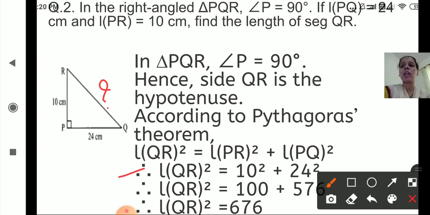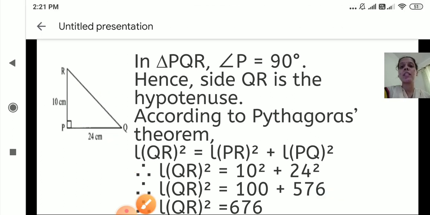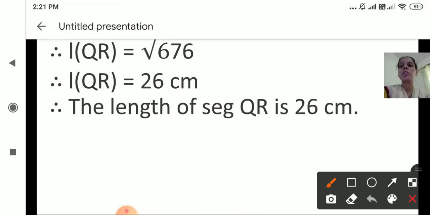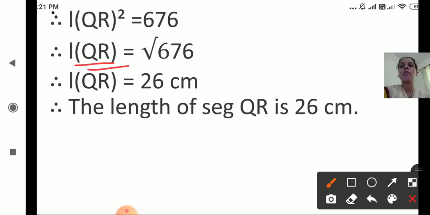Now we will put the values. QR square is equal to 10 square plus 24 square. So 10 square is 100 and 24 square is 576. Now add this. 100 plus 576 is 676. Now we got QR square is equal to 676. But we have to find out length of QR, not QR square. So what we will do? See the next step. Length of QR square is equal to 676. So length of QR is equal to square root of 676. Now again by square factors method we will find out square root of 676, that is 26 centimeter. So what is the length of segment QR? That is 26 centimeter.